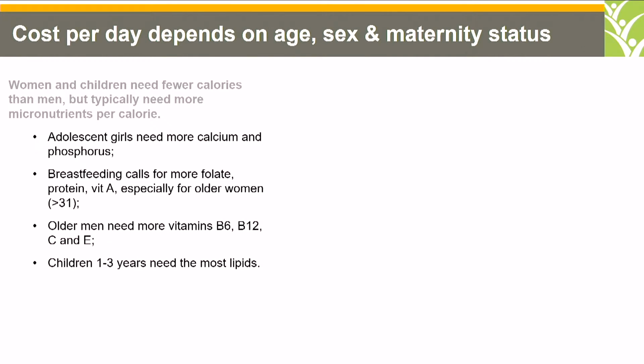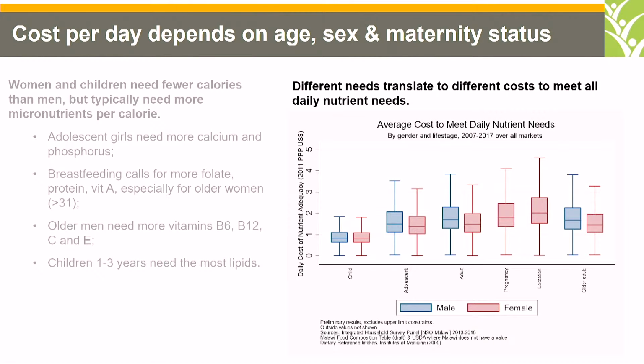And older men need more vitamin B6, B12, C, and E, and toddlers need a higher lipid density of their diet. And a great way to illustrate what this means and its implications for cost is to show how this translates into different costs to meet your daily nutrient requirements.